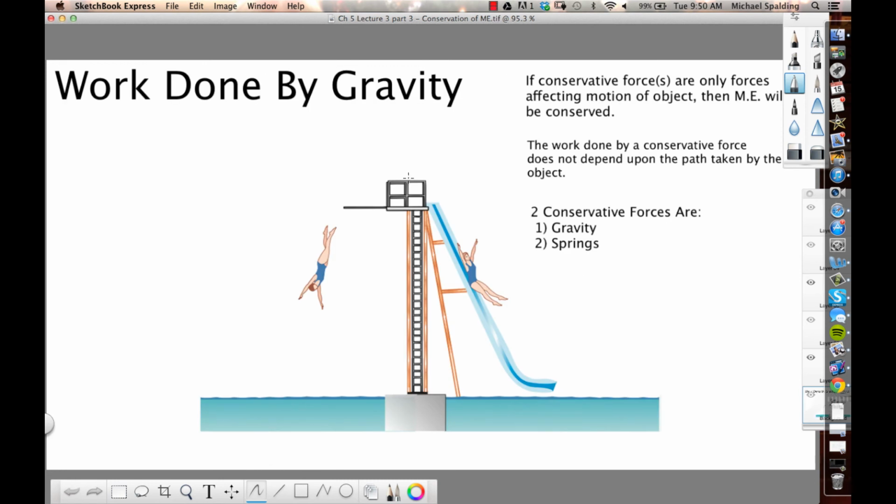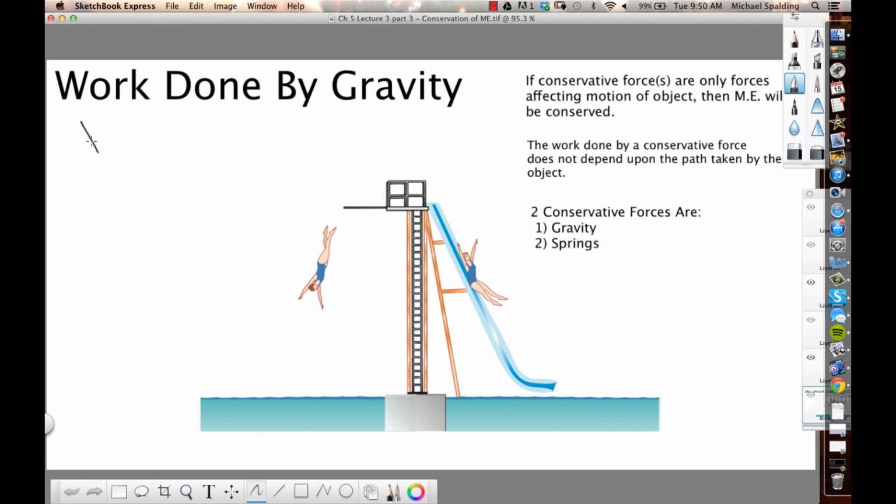Okay, work done by gravity. Final slide for the day. You are going to be asked in the homework set, on the quiz, on the AP test, to find the work done by gravity. So I want to show you something really awesome, a great way to think of it. Because if you understand this, it'll be easy.